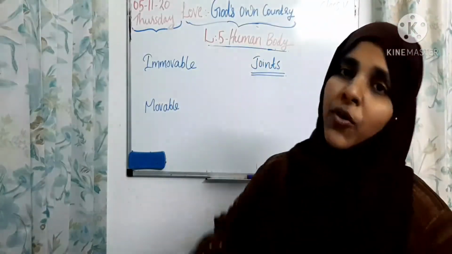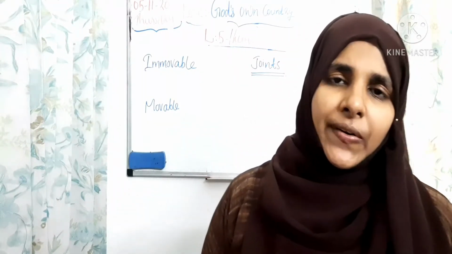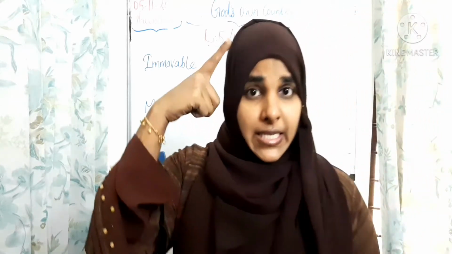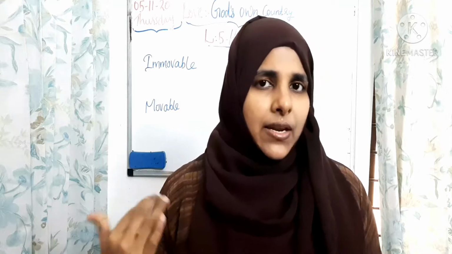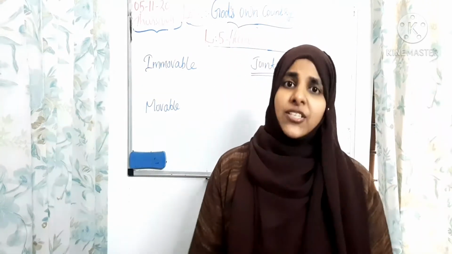Dear students, in our last class, we discussed the parts of the skeletal system in the lesson on the human body, right? Do you remember that one? What are the parts, children? Say together: skull, then backbone, then rib cage, then limbs and girdles. These are all we discussed in our last class, right?